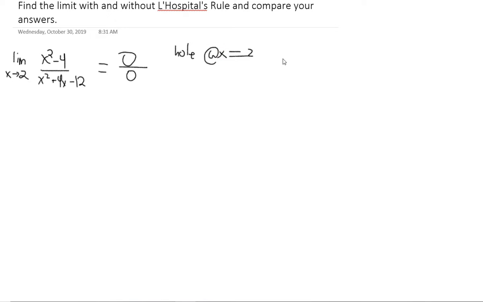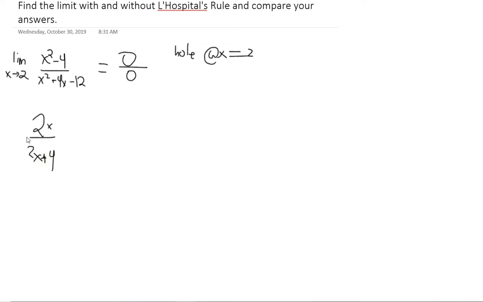So now we have two options. We can do L'Hopital's rule, or we can attack this algebraically. It doesn't matter. L'Hopital's rule is definitely more consistent though. And let's do L'Hopital's rule first. So we're going to take the derivative of the top. Derivative of x squared is just 2x. Minus 4, derivative of that is 0. Derivative of the bottom, 2x plus 4.